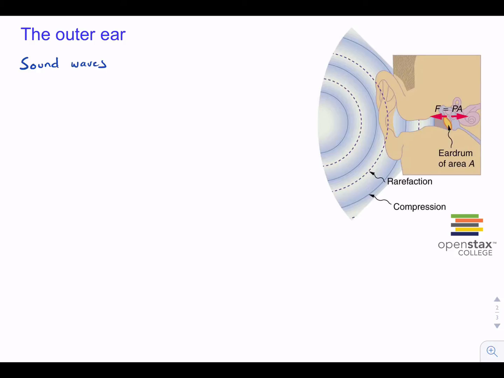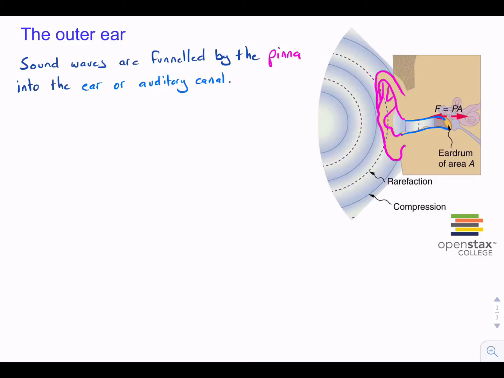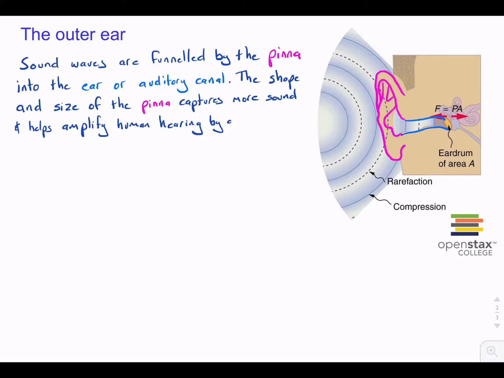Sound waves are collected by the outer ear and are funneled by the pinna, here, into the ear or auditory canal. The shape and size of the pinna, which is the skin and cartilage that we normally call the ear on the outside of our heads, captures more sound and helps amplify human hearing by a factor of 2 to 3. This is a very important aspect of the ear.